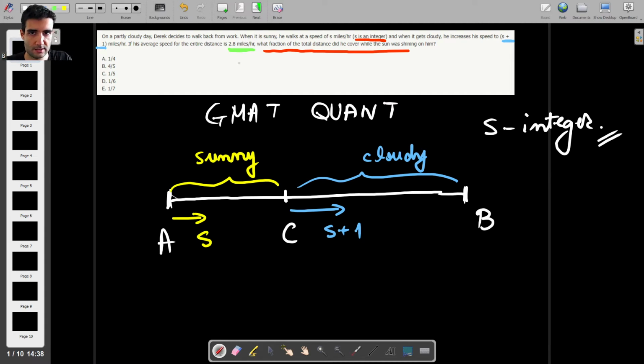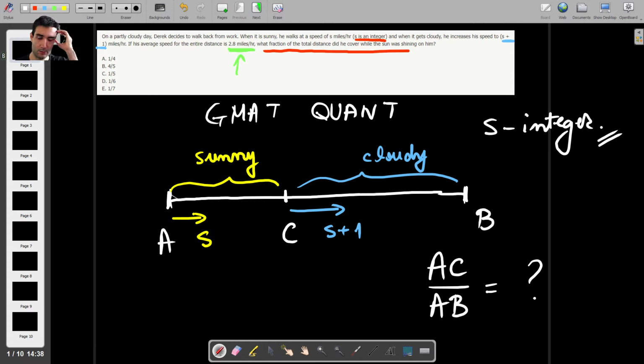as well as the fact that, of course, the average speed is 2.8 miles per hour, to find what fraction of the total distance he covered when the sun was shining on him. In other words, we have to find AC divided by AB. What value does this have? We have a few options to choose from. So to do this, the first thing I would write is the formula for average speed.